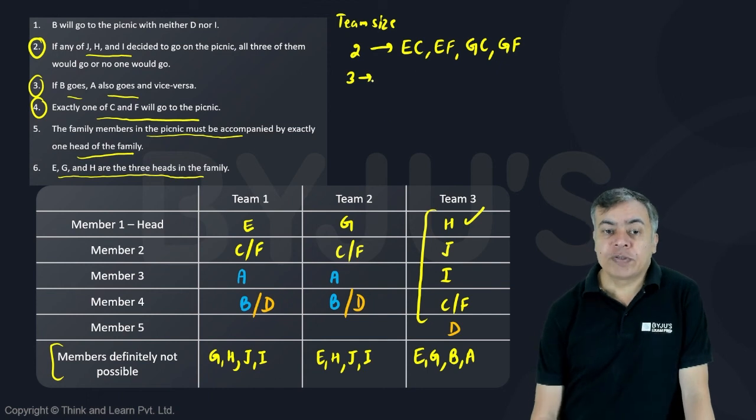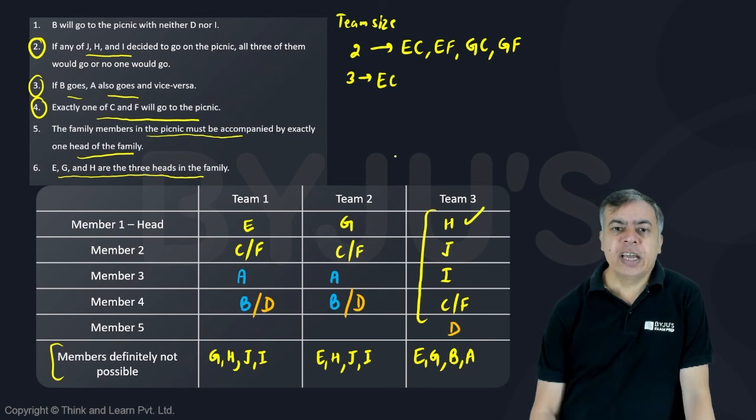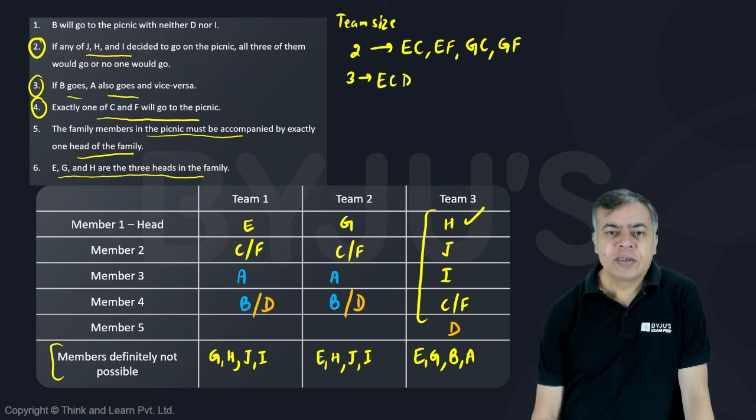Now team size of 3, right? With E and C, you can have D, because A and B must be together. That cannot be team size 3. So with E and F you can have D. Similarly with G and C you can have D, and with G and F you can have D.